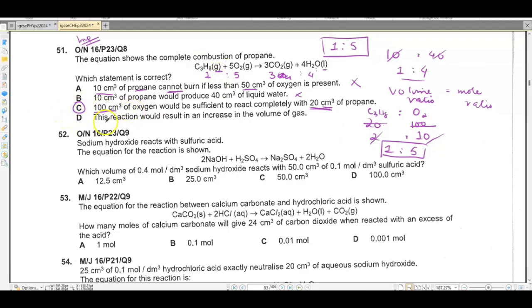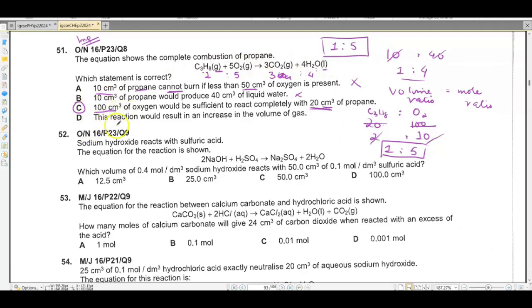And look at D: the reaction would result in an increase in the volume of gas. The final volume is less than the reactants. It's always less than the reactants because some of it is going to escape, some of the product is going to get left behind. This is what we call the theoretical reaction. In actuality, the final volume is less than the reactants. So simply, this is not correct.